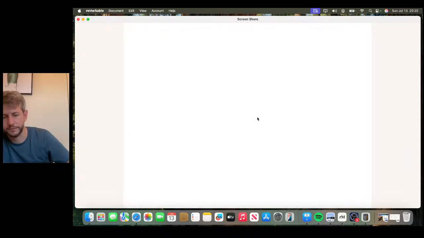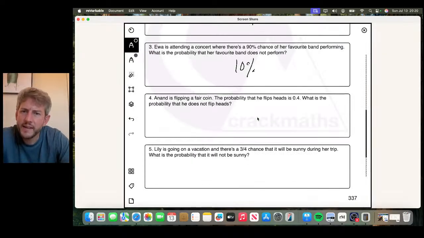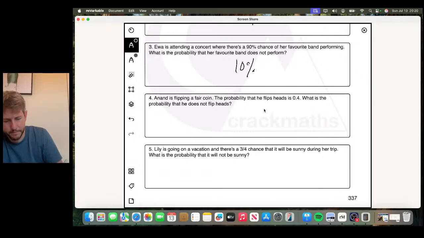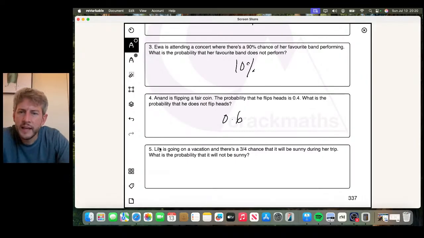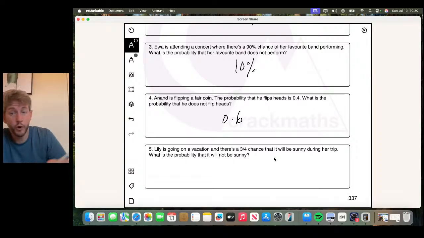Question 4. Anand is flipping a fair coin. The probability that he flips heads is 0.4. What is the probability that he does not flip heads? Okay, so that's going to be 0.6. Lily is going on a vacation where there's 3/4 of a chance that it will be sunny during her trip. What is the probability that it will not be sunny? So that's 1 out of 4.